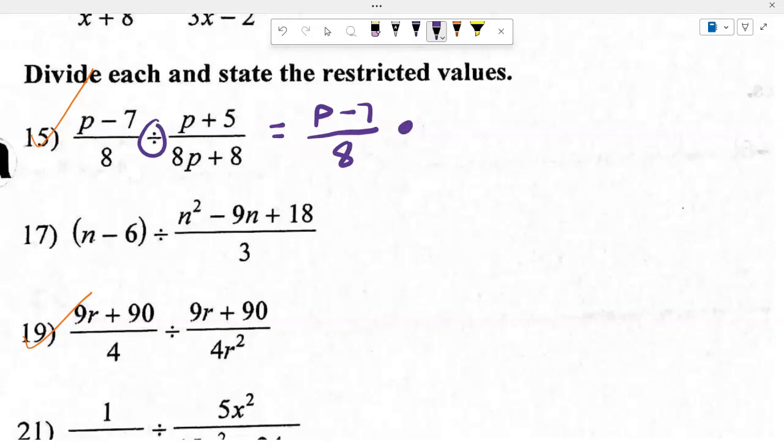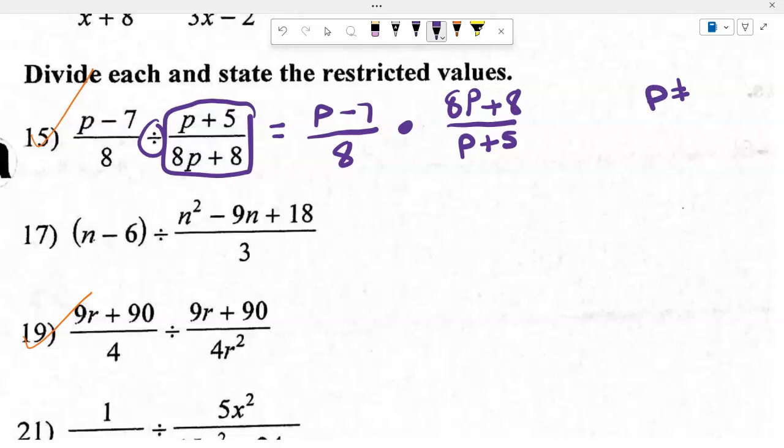Now this will become multiplication, and then you have to find the reciprocal of this fraction. So what you have is 8p plus 8 divided by p plus 5. The first restriction occurs right here. If we put a negative 5 for p, that's going to make the denominator 0, so that has to be restricted or eliminated. You can't use that negative 5. Also, a negative 1 up here in the numerator will also make the denominator 0.